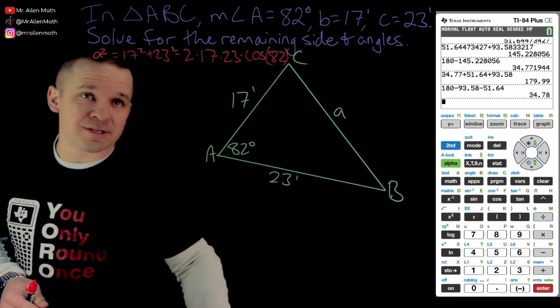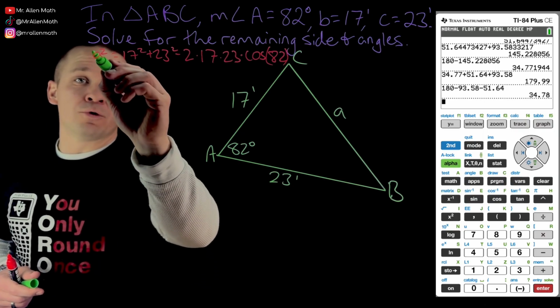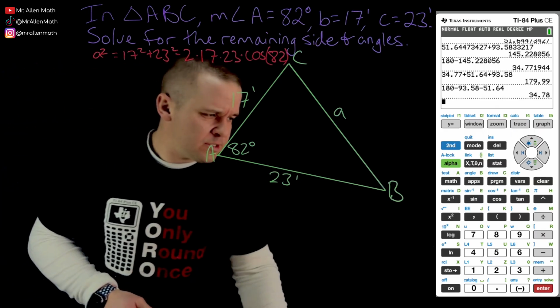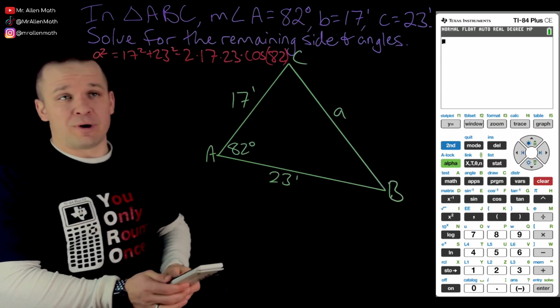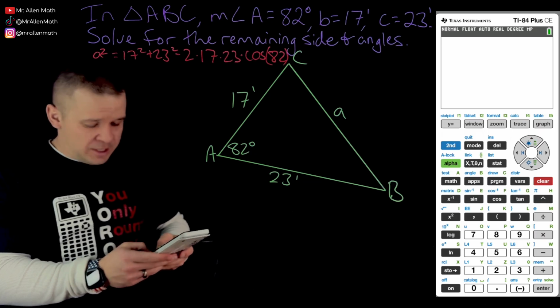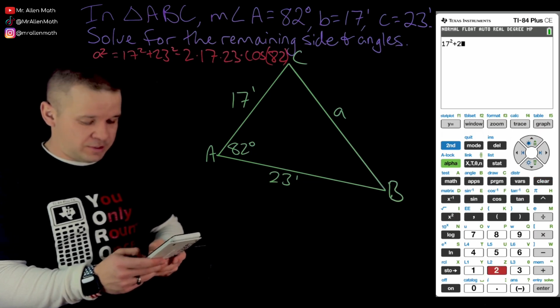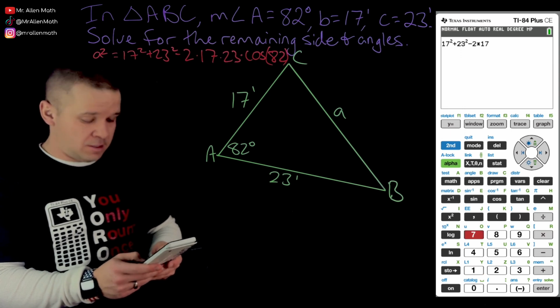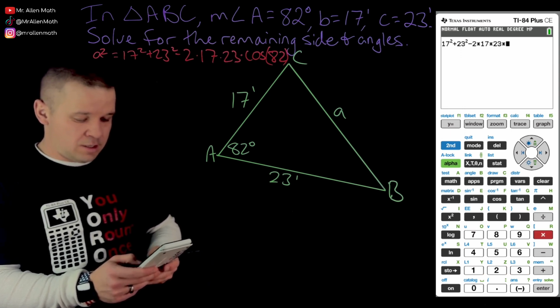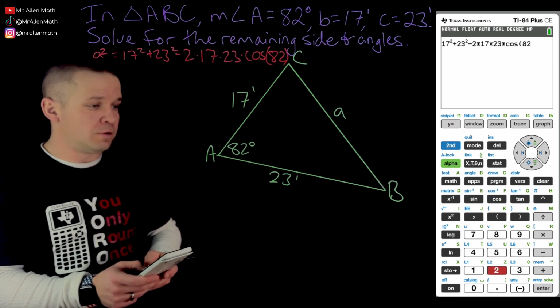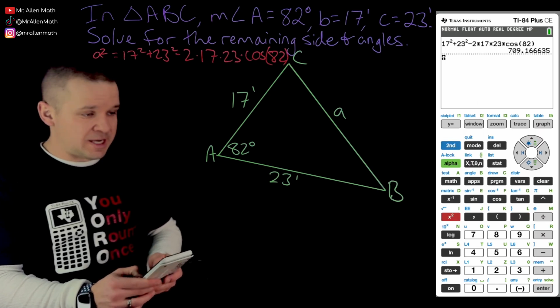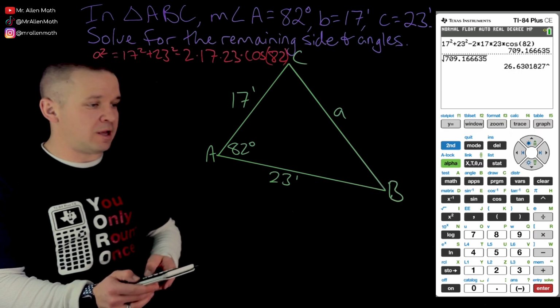And then we can plug that all in, and the algebra here, what am I going to do? On both sides, I'm going to square root, all right? Let me write down a little bit of work. So let's type it all in here: 17 squared plus 23 squared minus 2 times 17 times 23 times cosine of 82. Close it, hit enter, and then I can square root that. Second square root, arrow up, copy it in, boom.